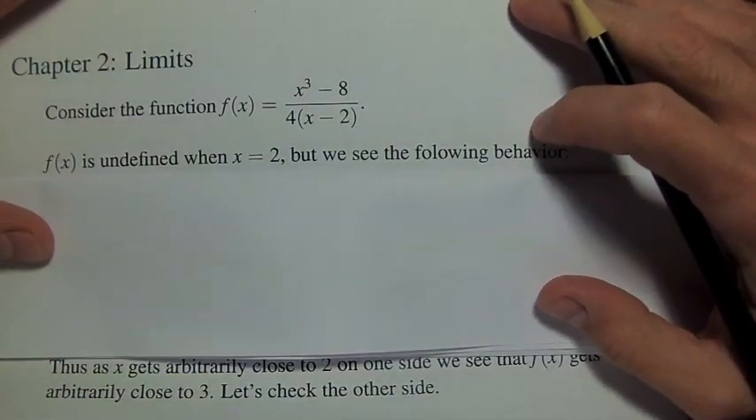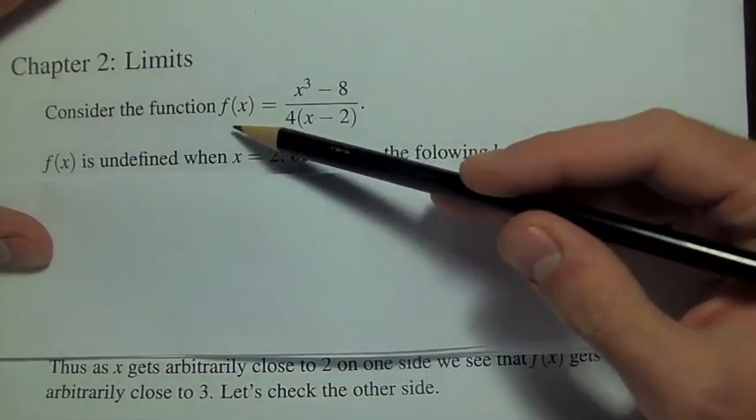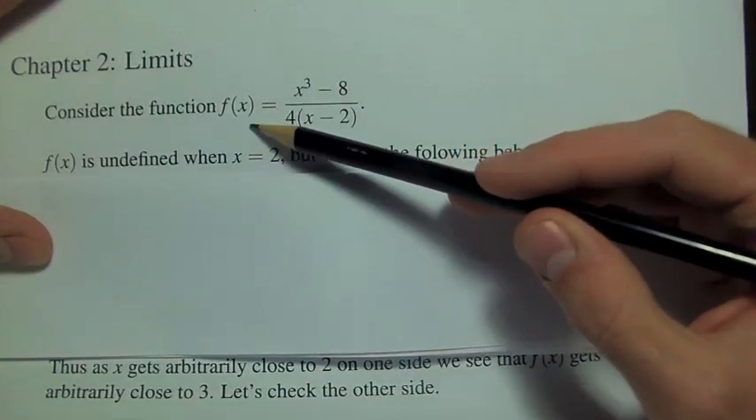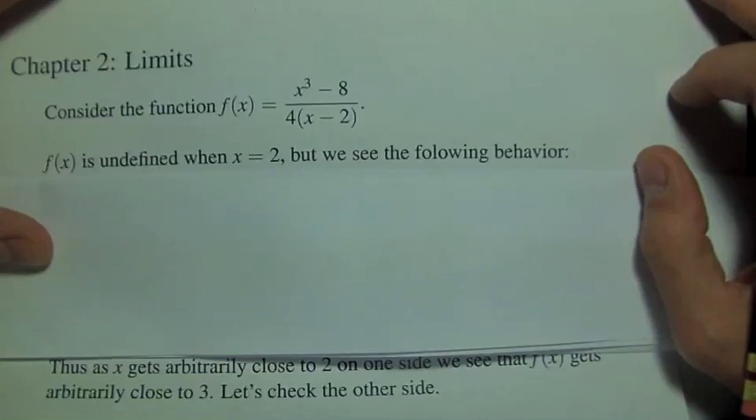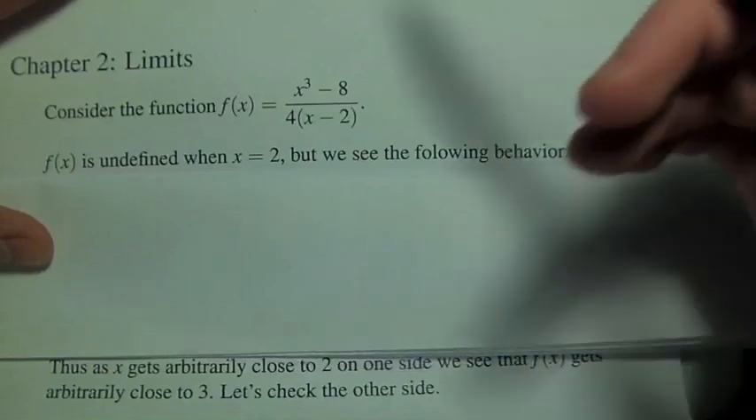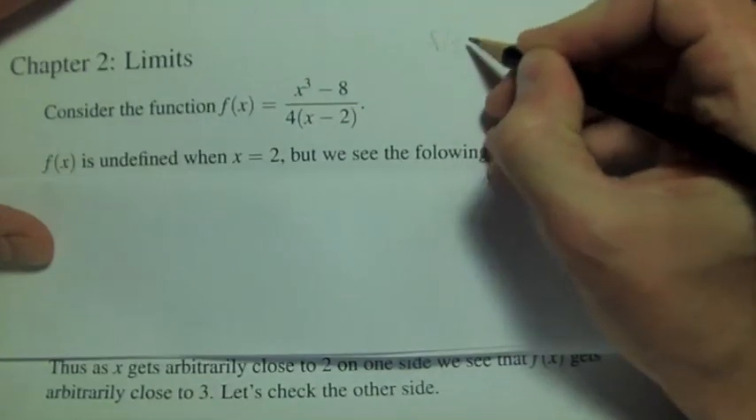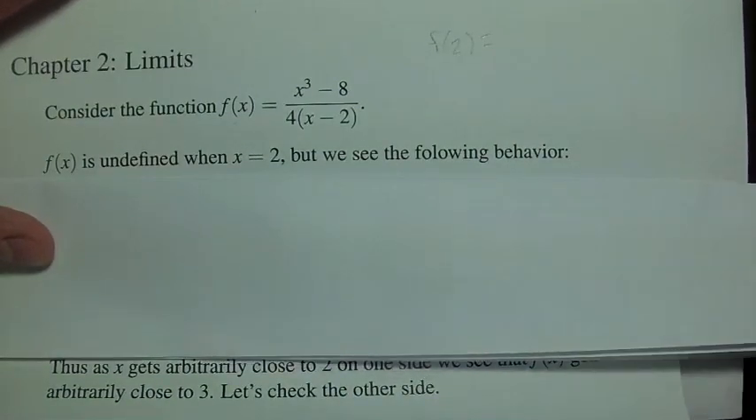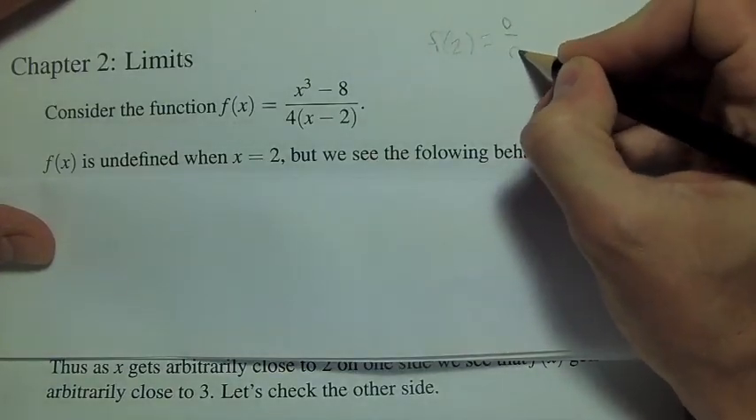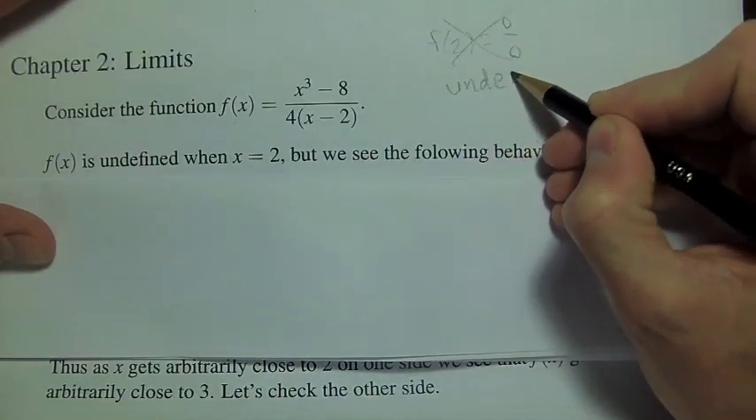What we're looking at with this example is, say we want to consider f of x equals x cubed minus 8 all over 4 times x minus 2. Now here's what I was talking about before. When I plug 2 into this function, I get some weird behavior. I basically get 0 over 0, and that's undefined.